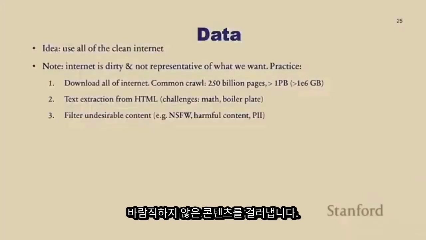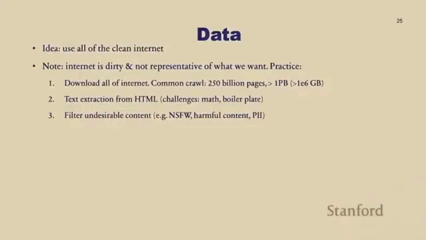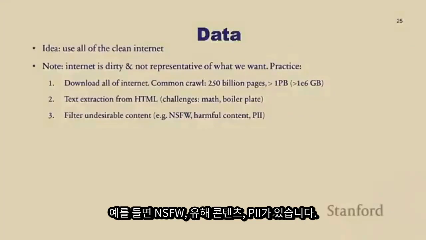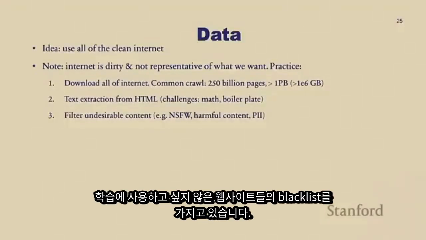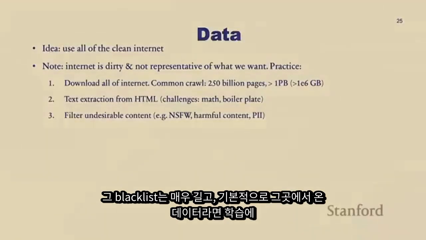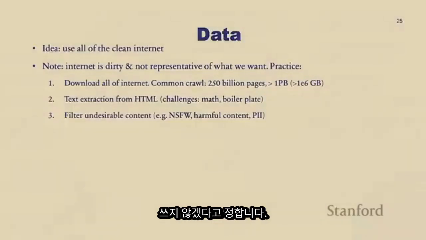Then you will filter undesirable content. So not safe for work, harmful content, PII. Usually every company has basically a blacklist of websites that they don't want to train their models on. That blacklist is very long, and you basically say, if it comes from there, we don't train on this.